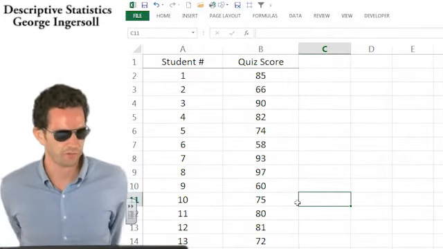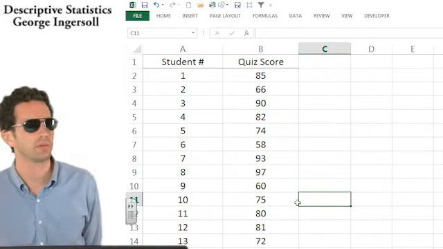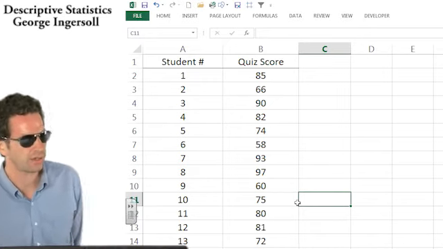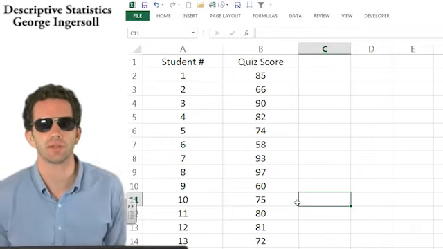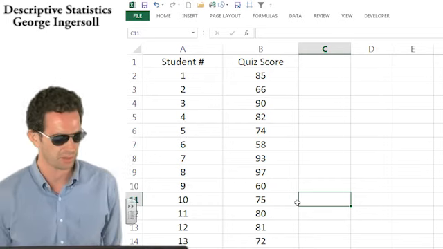Here I have the quiz scores of a class of 20 students. And I want to know what is the standard deviation. We'll talk about what it means in a moment, but basically that's what I'm interested in getting. I'm interested in getting the standard deviation of all the students in this class who took this quiz.